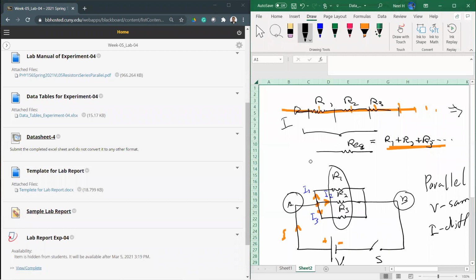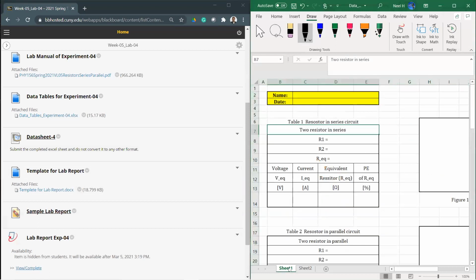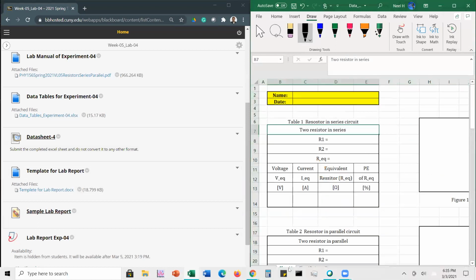Then let's create a couple of circuits and take a look at this concept, and then we can confirm it by looking into the circuit. That's the plan. Any question? Okay, so then let's continue.